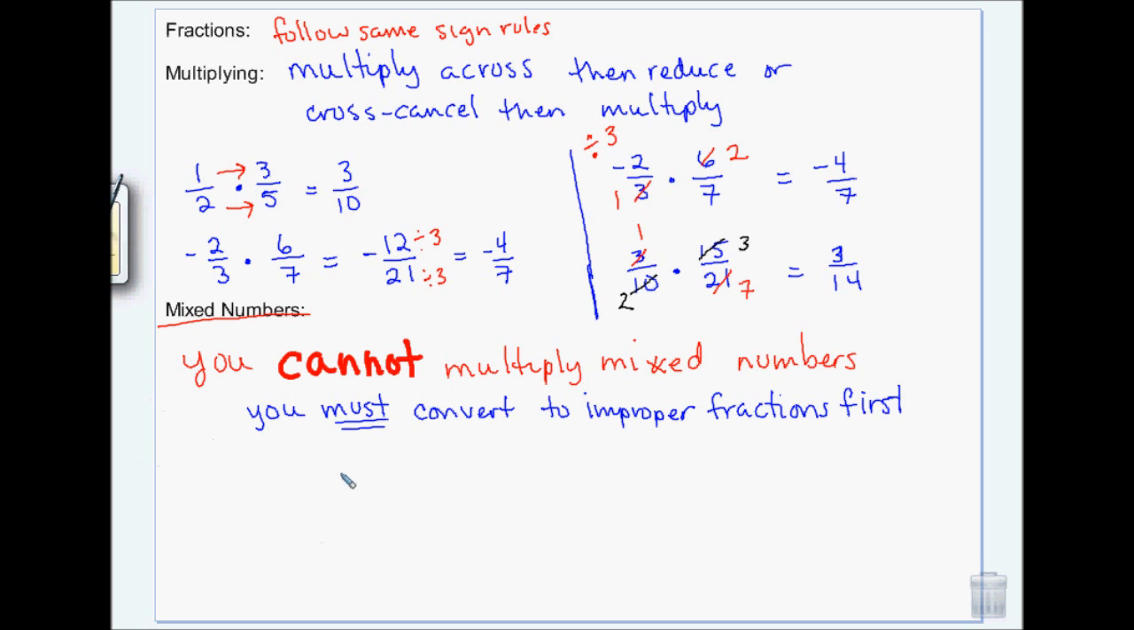So, converting a mixed number to a fraction. Let's say I want to multiply negative 2 and 1/3 times positive 4 and a half.